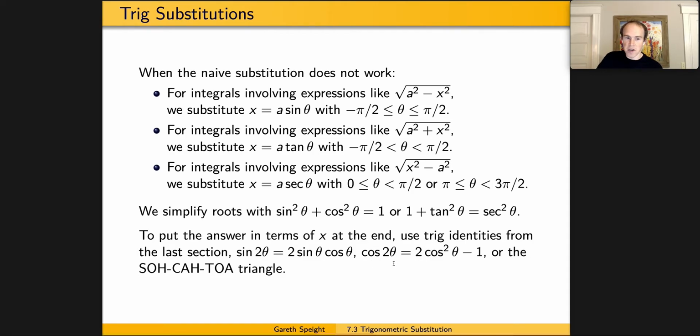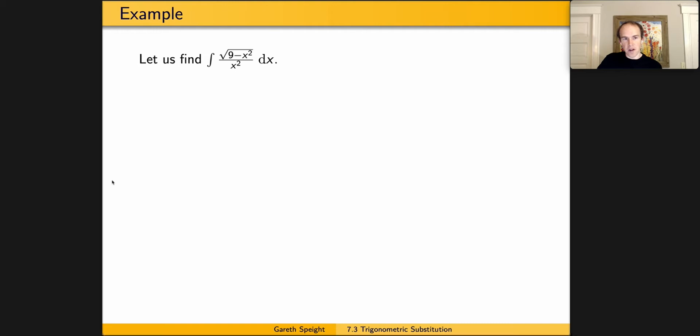Or there is also the strategy with the SOHCAHTOA triangle that if we know some of the trig functions, we can calculate the others because we know sine is opposite over hypotenuse, cosine is adjacent over hypotenuse, tangent is opposite over adjacent, and so on. Okay, so this is the overview of everything we're going to do in this section. Everything is just a variant of these three tricks. So let's see how it works. Let's go through a full example.